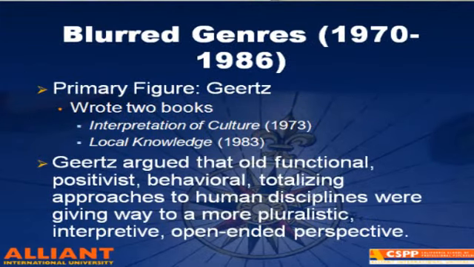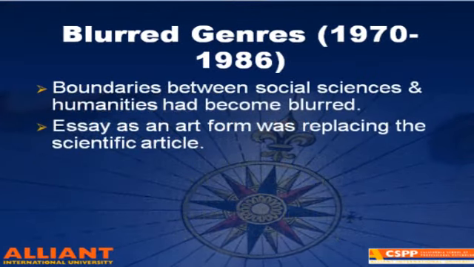Okay, from 1970 to 1986, there's blurred genres, and the primary figure was Geertz, who wrote two books, The Interpretation of Culture and Local Knowledge. Geertz argued that old functional positivist behavioral totalizing approaches to human disciplines were giving way to a more pluralistic, interpretive, open-ended perspective. Okay, and the boundaries between social sciences and humanities had become blurred, and the essay as an art form was replacing the scientific article.